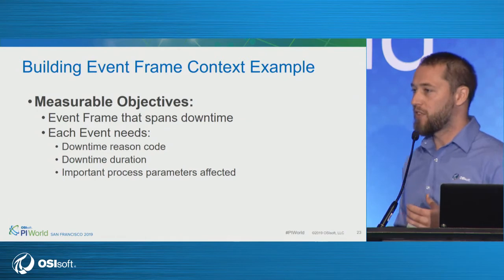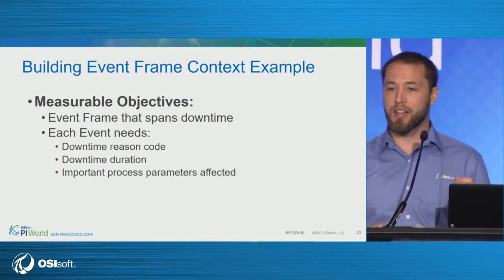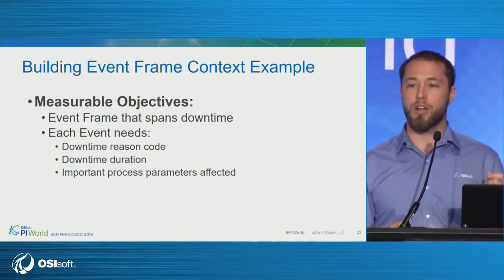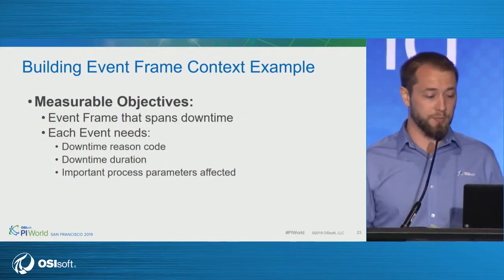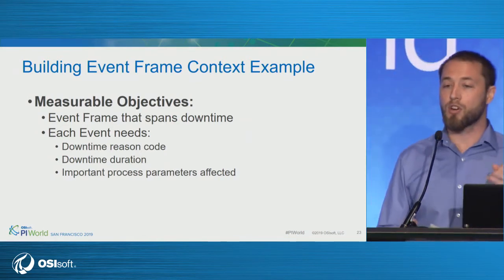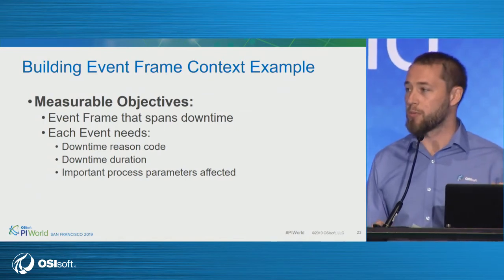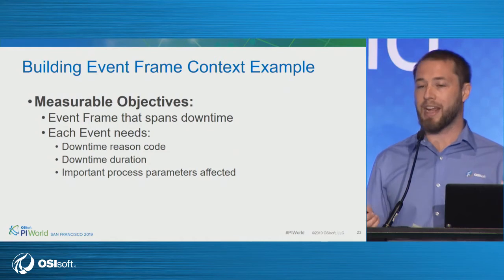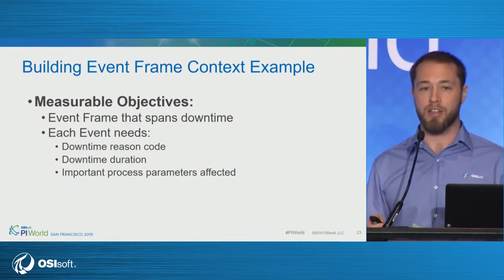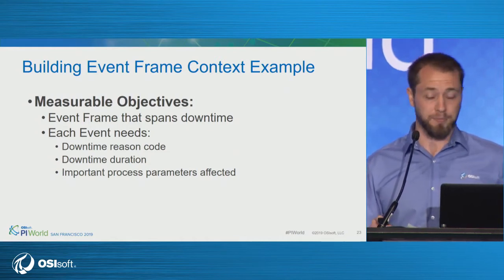We know that each event frame will need a reason code, right? Why did this go down? What can the operator do in order to mitigate this next? It's hard to say without looking at a reason code. We need to look at the duration. This duration affects important process parameters that are measured and captured, and when the pump is down and we can't capture these, we still need to know how they were affected during the runtime of the event frame.